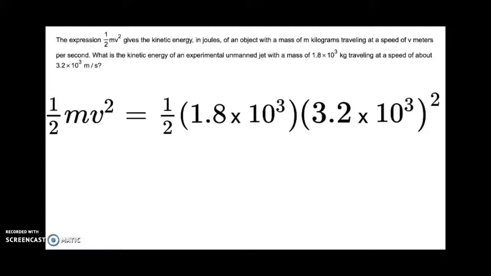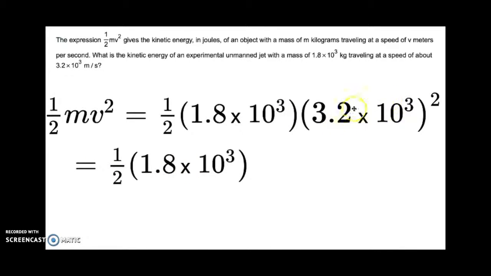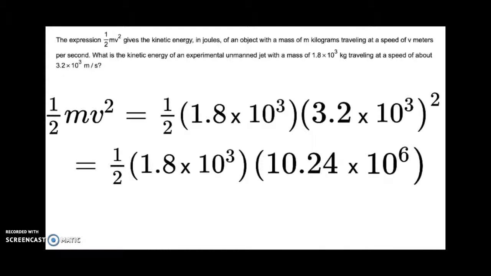So it should look like this. It's the 3.2 times 10 to the third that's being squared because we have v squared in the formula. So we rewrite what we have here, but then we're going to square out the last one. So we have 3.2 being squared and then 10 to the third being squared. So 3.2 squared is 10.24. 10 to the third squared, you multiply 3 and 2 because it's an exponent being raised to a power, and you get 10 to the sixth.